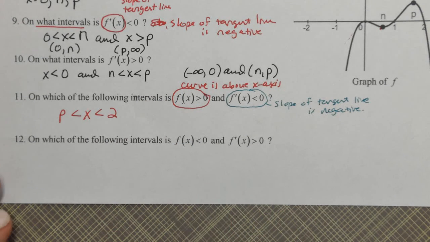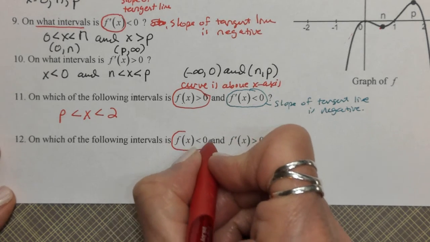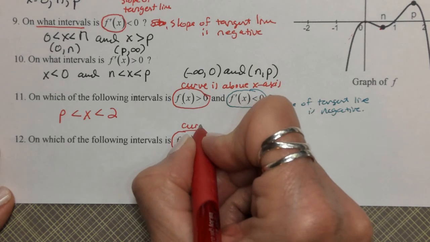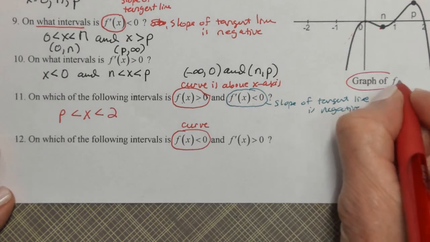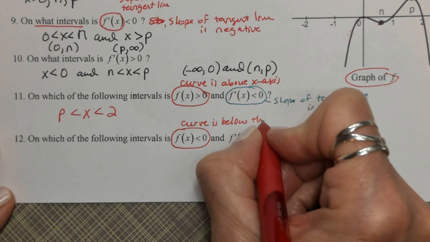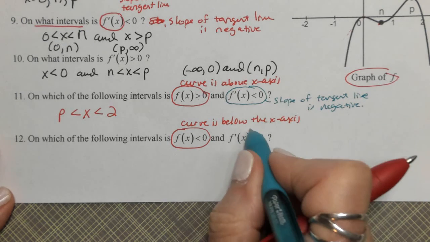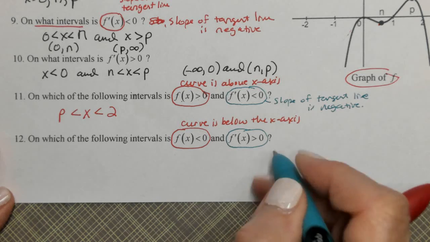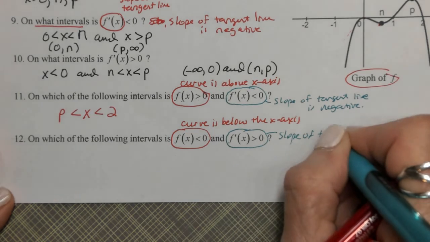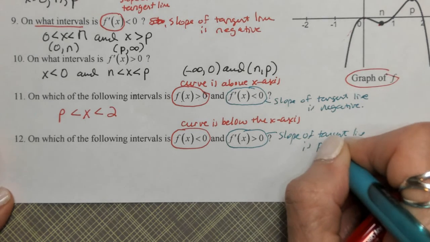All right. On which of the following intervals is f less than 0? That would be when the curve that I'm looking at, the graph of f, is below the x-axis. And f prime is greater than 0. That means the slope of the tangent line is positive.